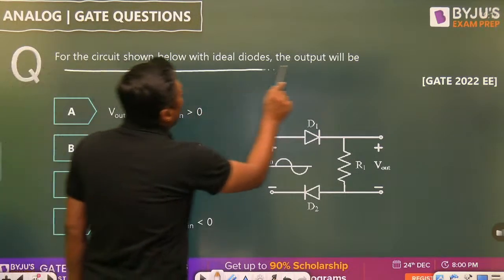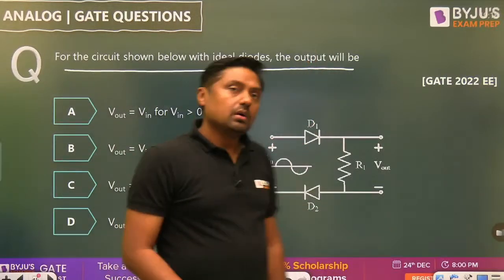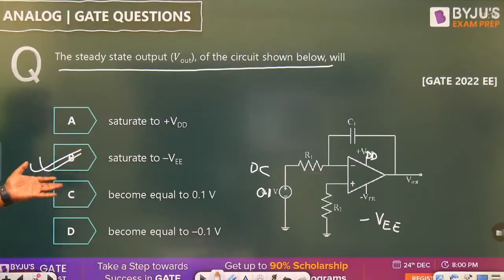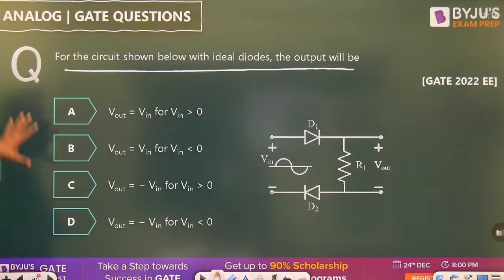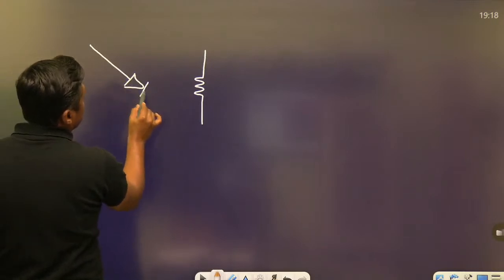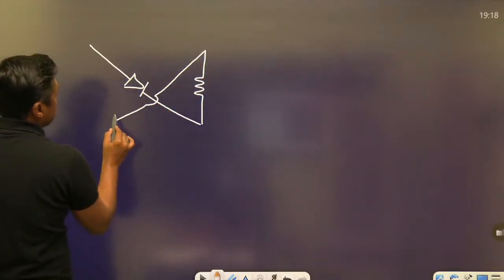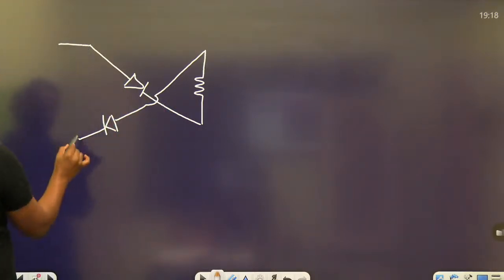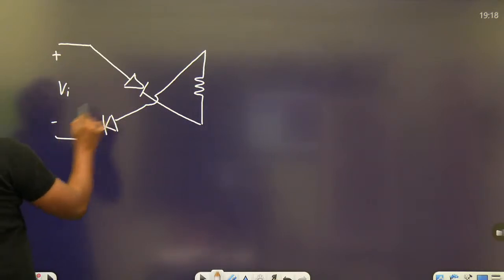For the circuit shown below with ideal diodes, the output will be. Always there will be a question on what? That is the answer is what? B. Saturate to VEE, minus VEE. Dekho. Last to last time this type of circuit, na? Cross connection and so on. Resistor is connected there. One diode is connected like this. And one diode is connected like this. And that is asked. Here VI is connected. Here we are getting the V0.